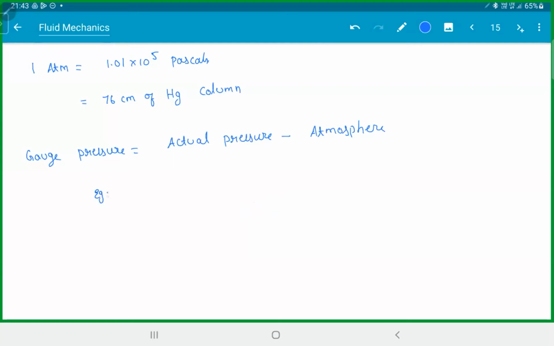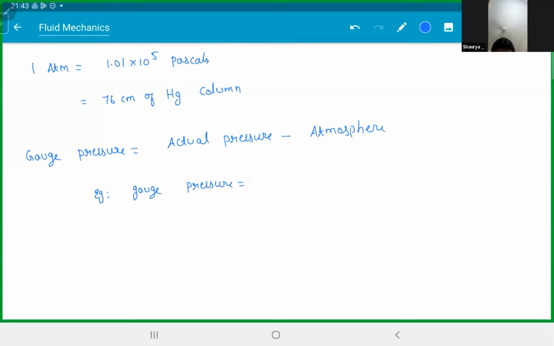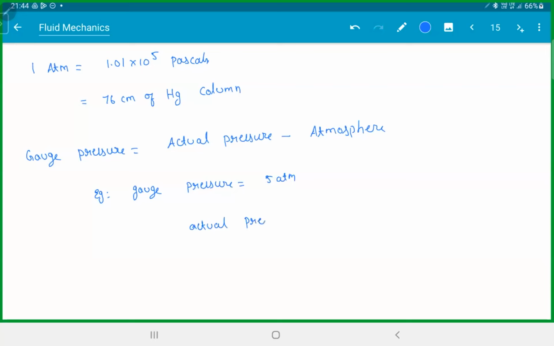So for example, if someone says gauge pressure is 5 atm, what is the actual pressure? 5 plus 1, 6, na, actual pressure. Acha, okay. All clear with this?